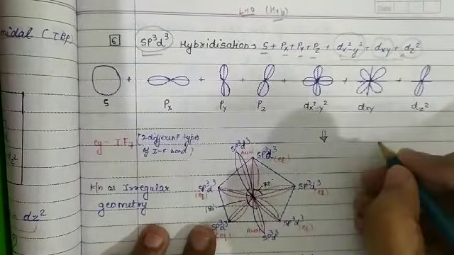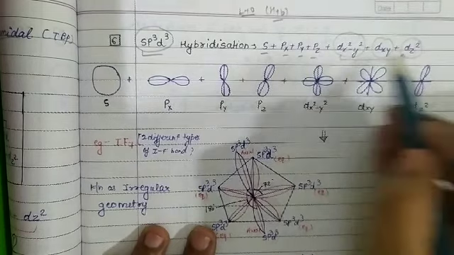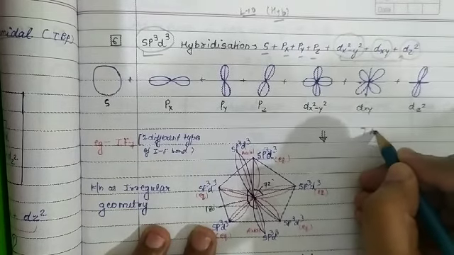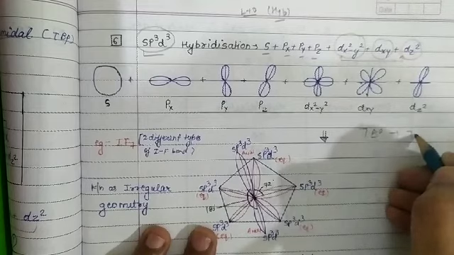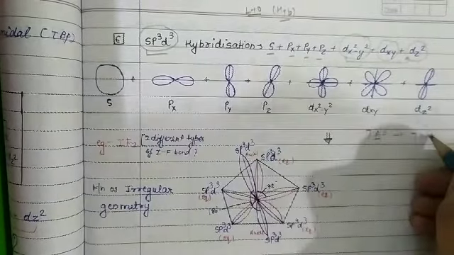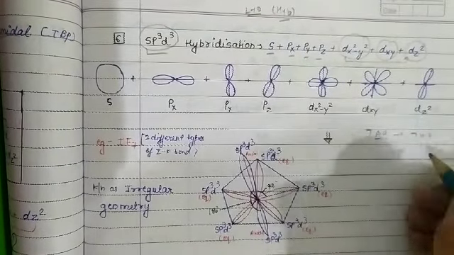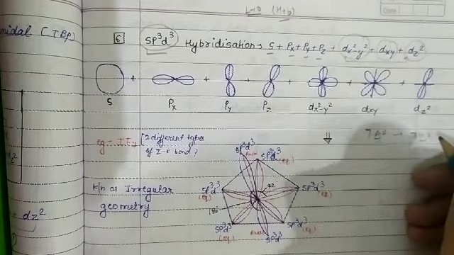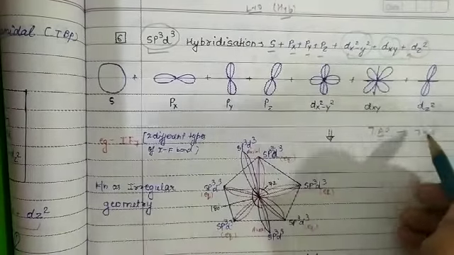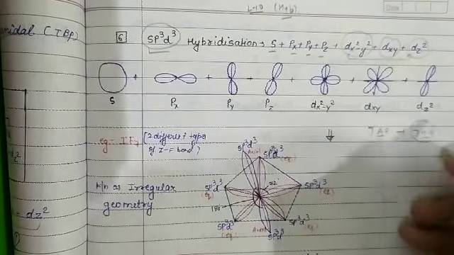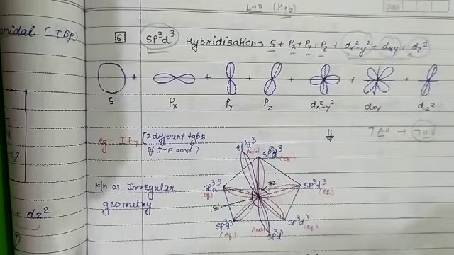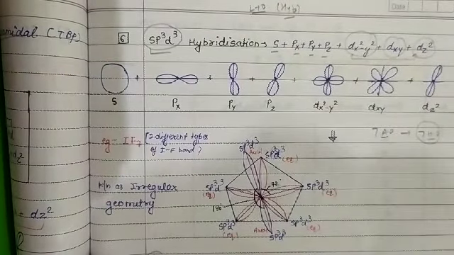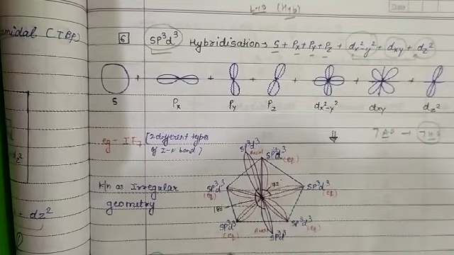See, as we can see, 7 atomic orbitals hybridize, so 7 hybrid orbitals will be formed. After intermixing 7 atomic orbitals, 7 hybrid orbitals will be formed, and these 7 hybrid orbitals are arranged in space in such a way that the geometry formed will be pentagonal bipyramidal.